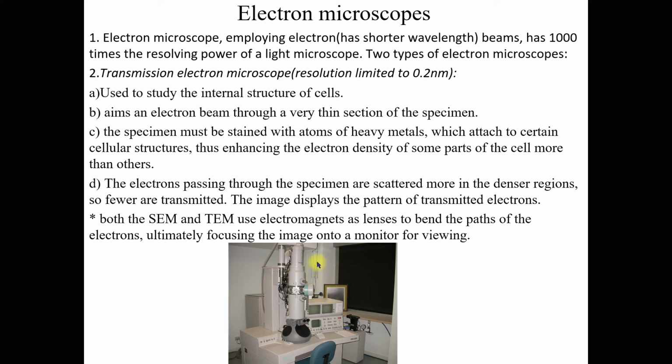SEM is scanning electron microscope. When it comes to SEM, it can't focus on the detail of the organelles or the inside of the cell, but we can have a 3D view of the cell. That is the difference between SEM and TEM.